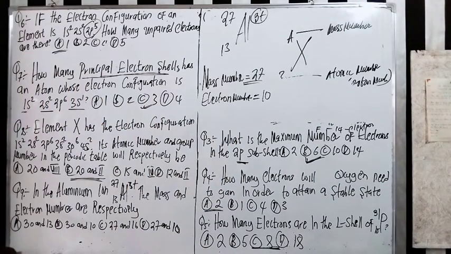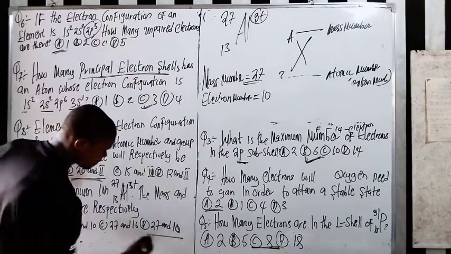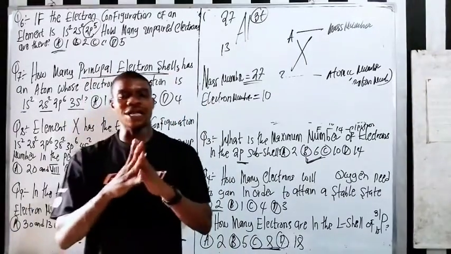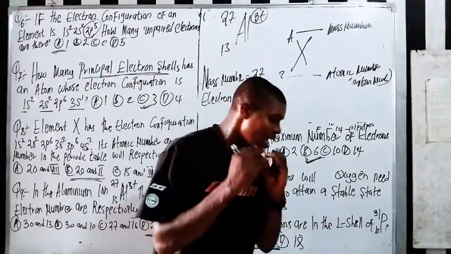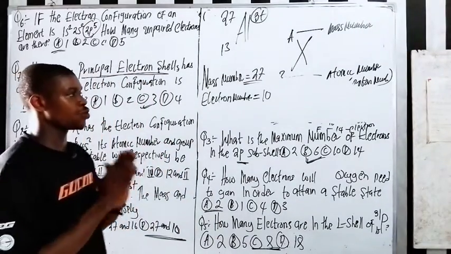Let's check if the correct option is here. It's going to be D, 27 and 10. This is the correct option. So you can see our questions are being set under atomic structure and bonding. These are the first set of questions I'm doing here.